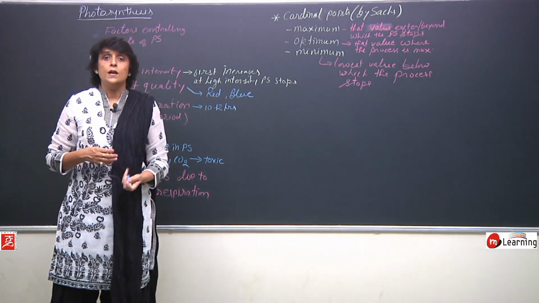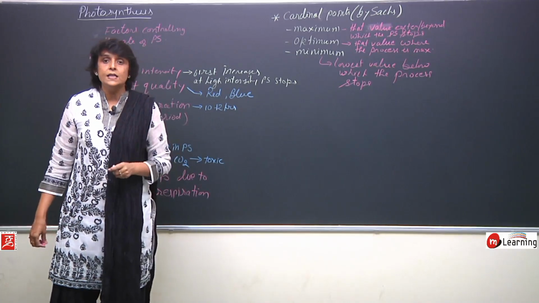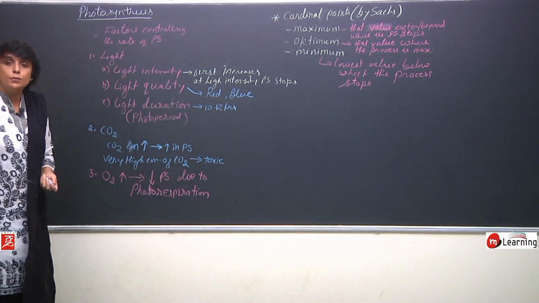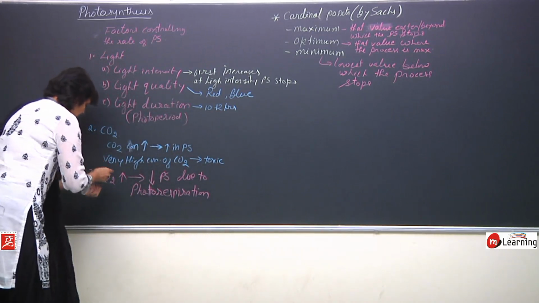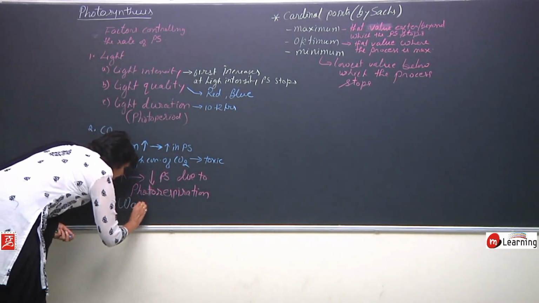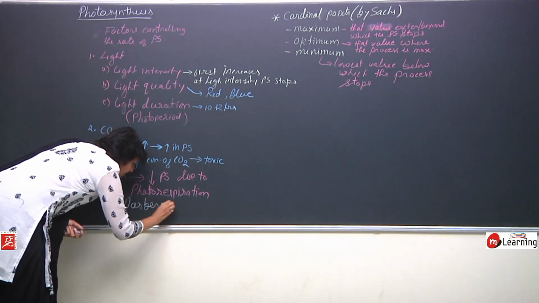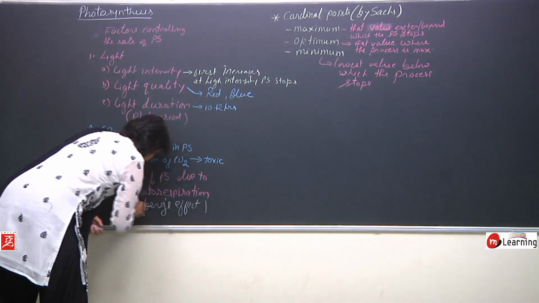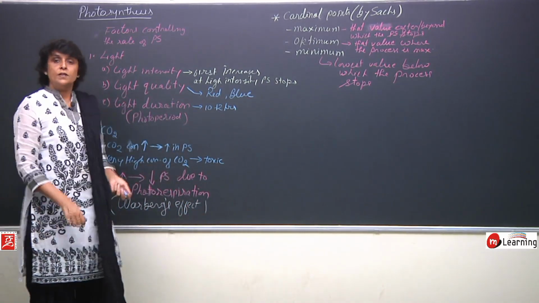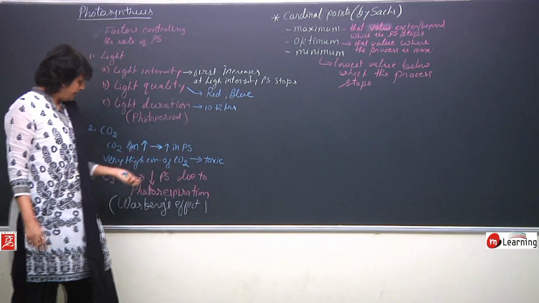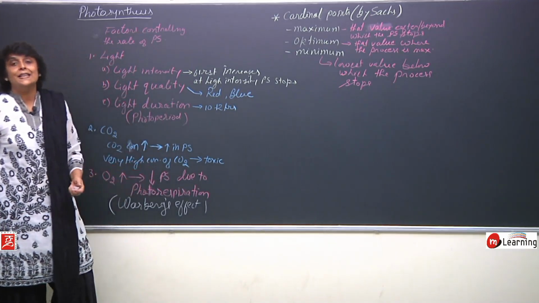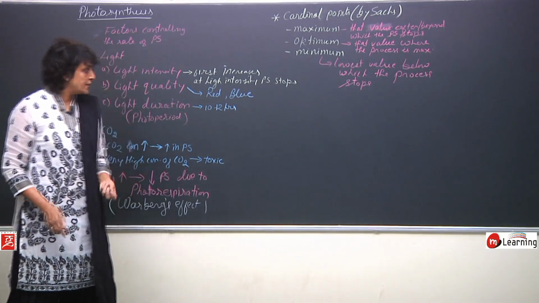With increase in oxygen, decrease in the rate of photosynthesis is also known as Warburg's effect. What is Warburg's effect? With increase in oxygen concentration, decrease in the rate of photosynthesis.